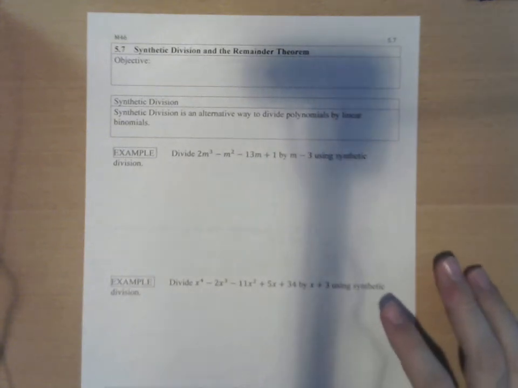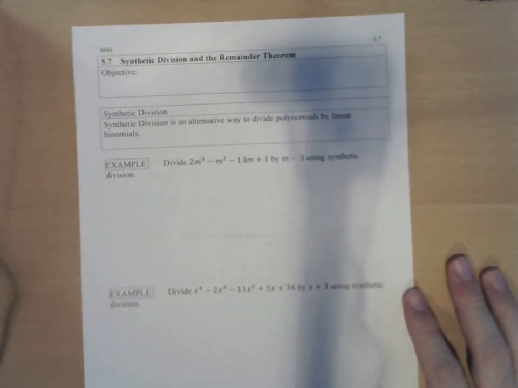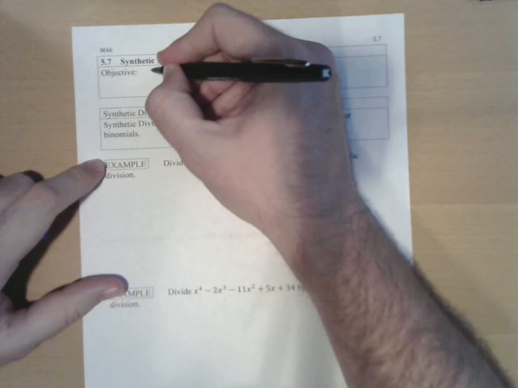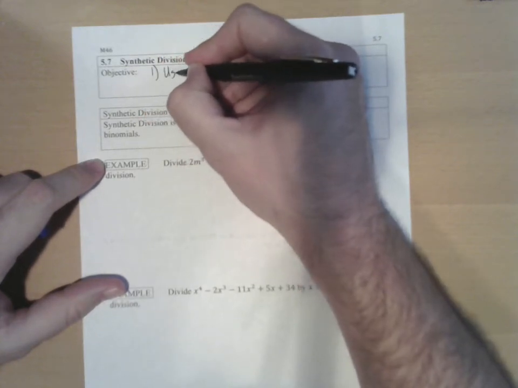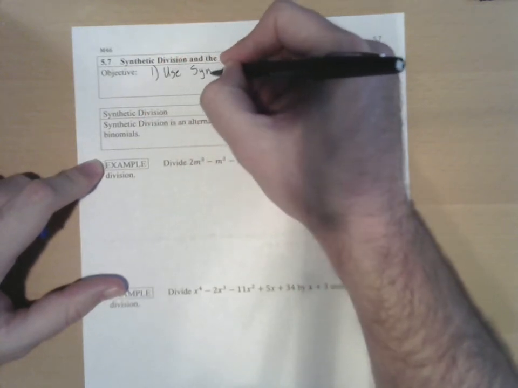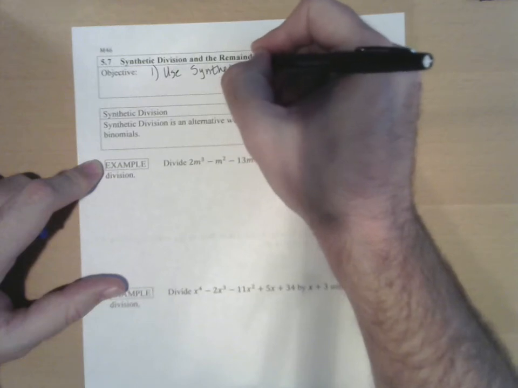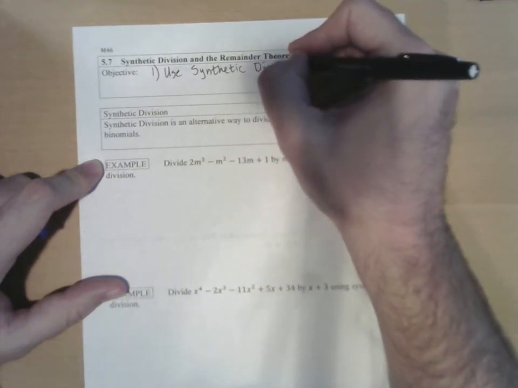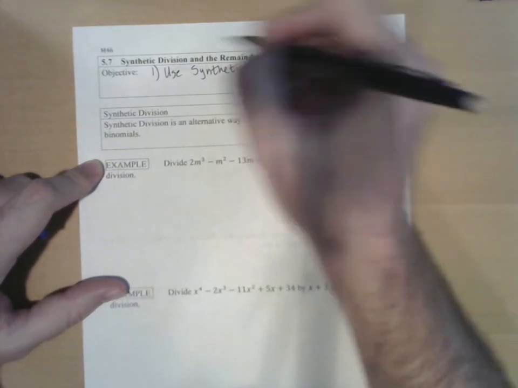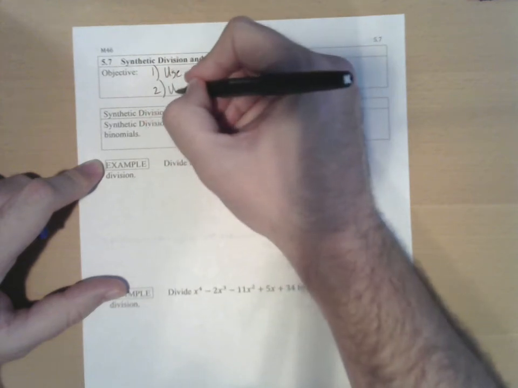Okay, here we are at the end of Chapter 5, Synthetic Division, and a rather important theorem called the remainder theorem. So, we have two objectives in this section. One is to use synthetic division. And the second is to use the remainder theorem.